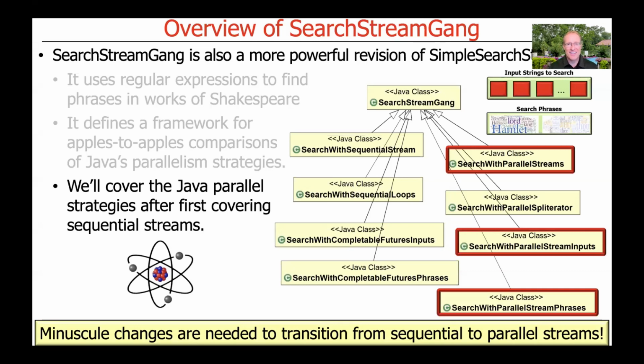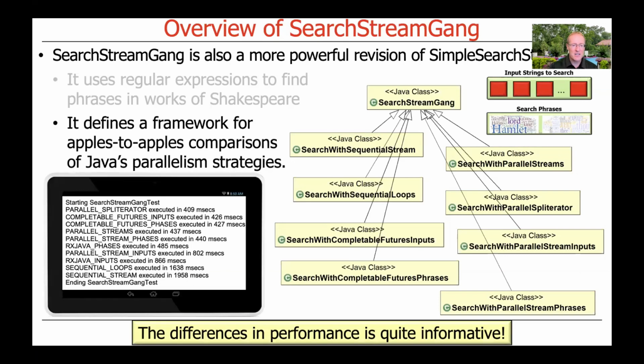What's cool about this way of doing things is that the transition to go from sequential to parallel streams is absolutely minuscule. In many of the cases, it's literally as simple as changing stream to parallel stream, and boom, you get this massive speed up. For example, if you look at these results, the sequential version took about 1960 milliseconds to do the processing of the works of Shakespeare. In contrast, the parallel versions took much less time.